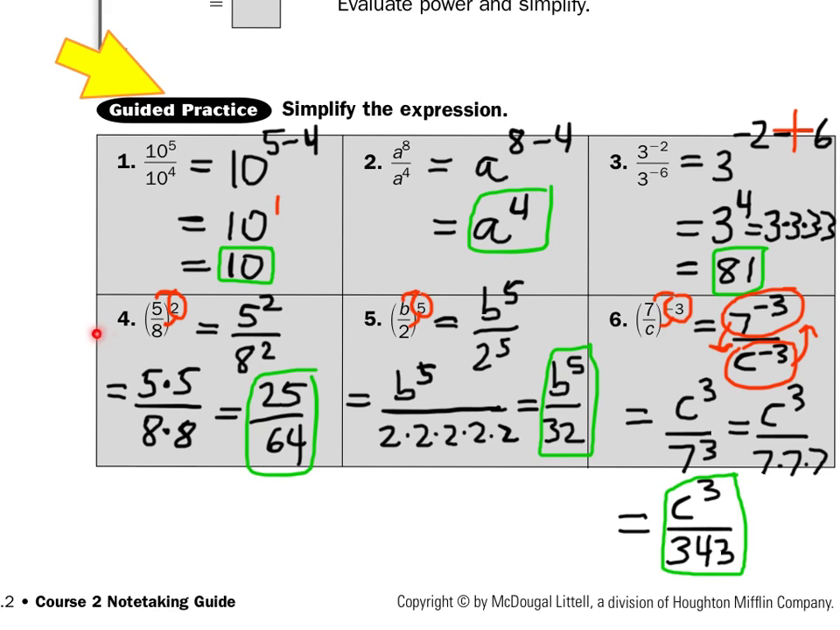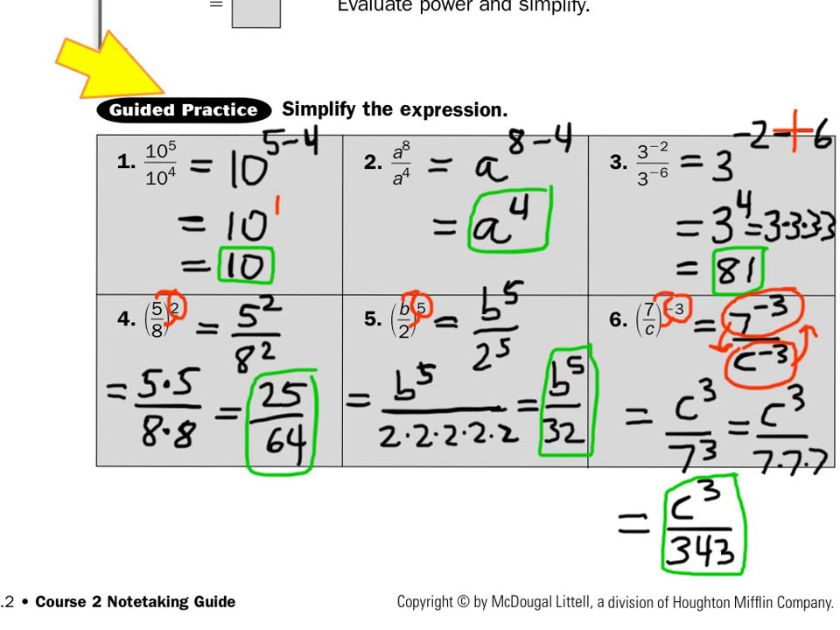All right, take a look at number 4. And Kitty Kitty is helping me a lot. You'll hear her. So it's 5 over 8, all raised to the 2nd power. So draw a rainbow from the 2 to the 5 and the 2 to the 8. So it's 5 to the 2nd power over 8 to the 2nd power. And I wrote it out, and that would just be 25 over 64.